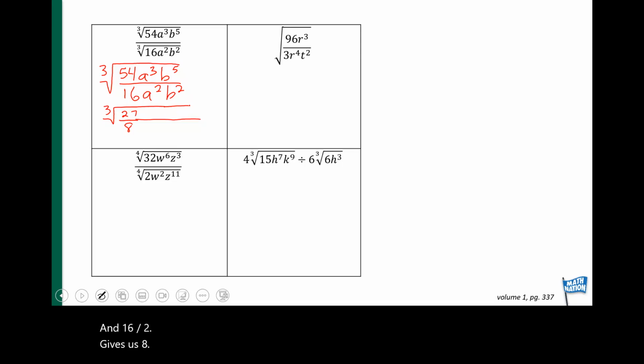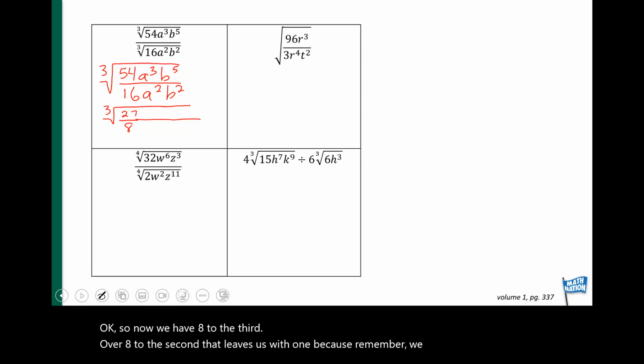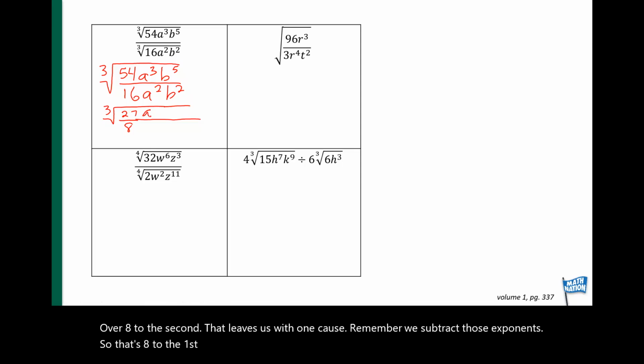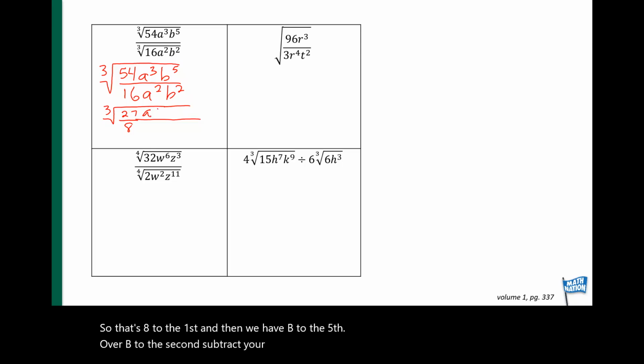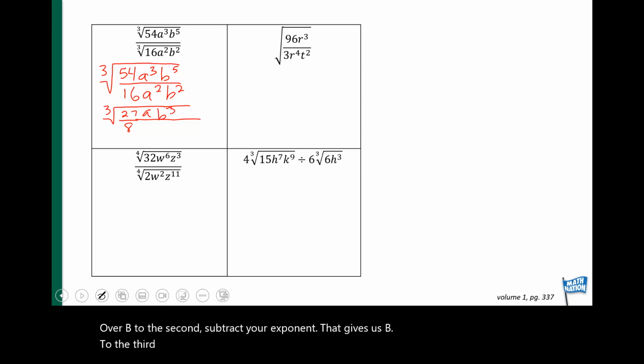Okay, so now we have a to the third over a to the second. That leaves us with a to the first, because remember, we subtract those exponents. And then we have b to the fifth over b to the second. Subtract your exponents. That gives us b to the third. So each of those we're going to take and simplify.